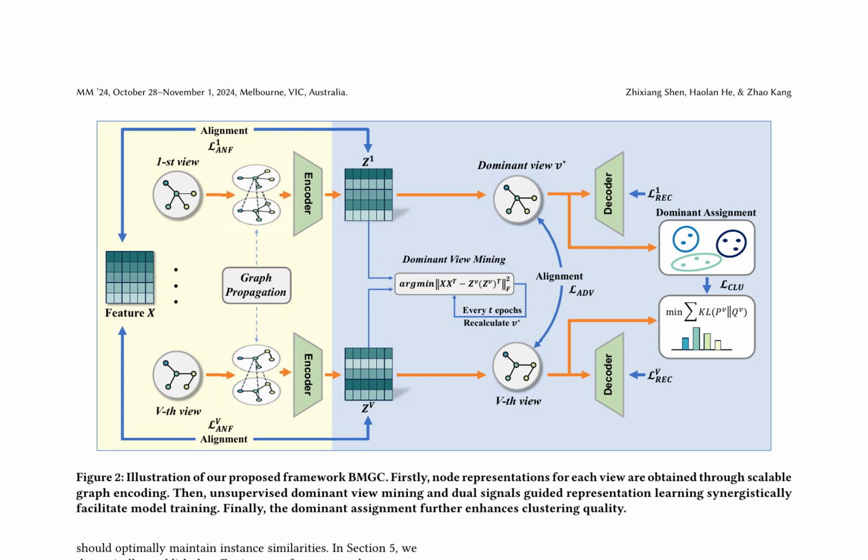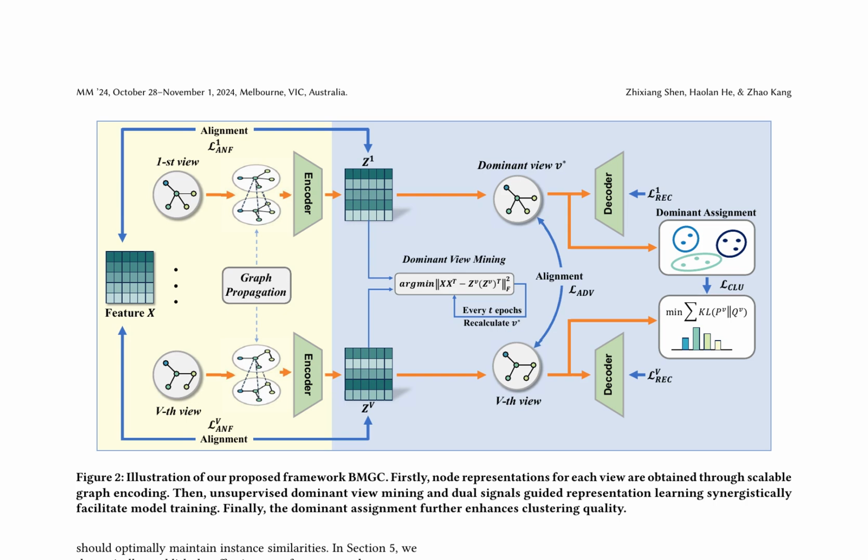The authors propose a novel framework, BMGC, which integrates scalable graph encoding, unsupervised dominant view mining, and dual signals guided representation learning to enhance clustering quality. This framework consists of three primary components: dominant view mining, co-aligned representation learning, and dominant assignment enhanced clustering.